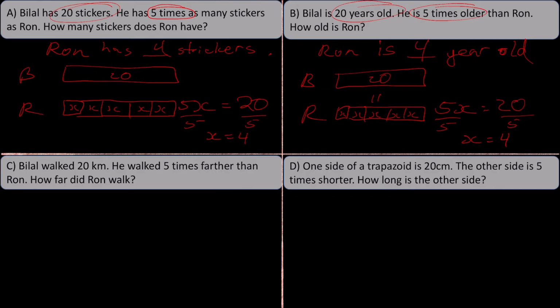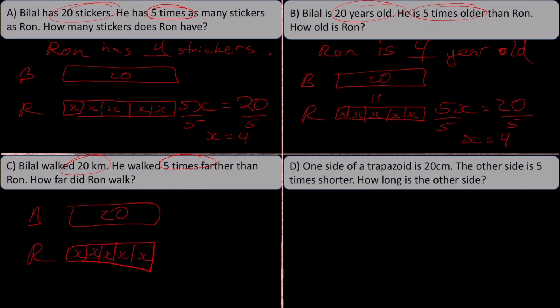Okay, next one, Bilal walked 20 kilometers. He walked 5 times further than Ron. How far did Ron walk? Okay, so Bilal again, 20 kilometers. Ron, that's how far Ron walked. Okay, to set it even, I would have to have 5 of those, right? Because that's how many times they said. And so Ron walked blank kilometers. And then that would still be 5x equals 20. And then again, same process.